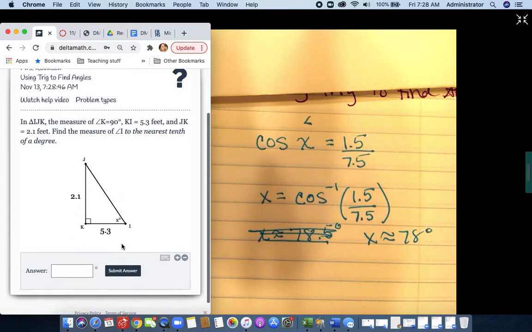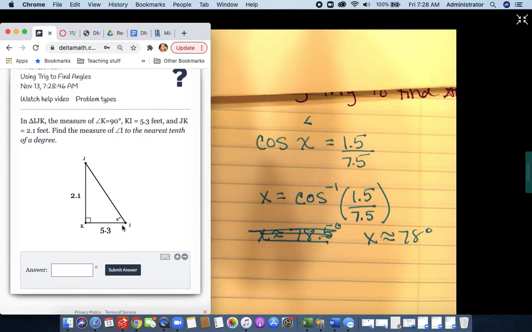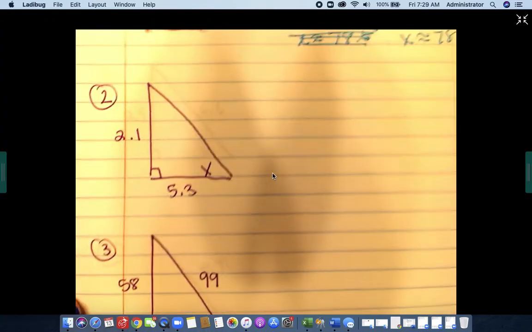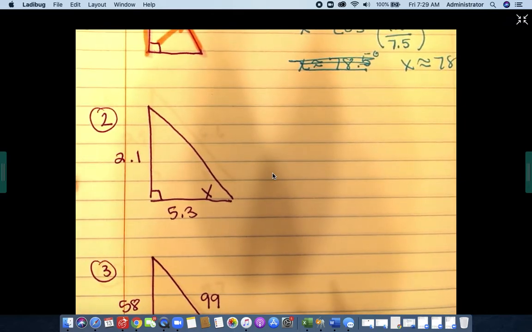Now, if you look at number 2, the instructions say find the measure of angle I, but round it to the nearest 10th of a degree. So it will be important for you to pay attention to those instructions. So for number 2, again, I've already drawn it. Feel free to pause the video so you can copy the problem first.